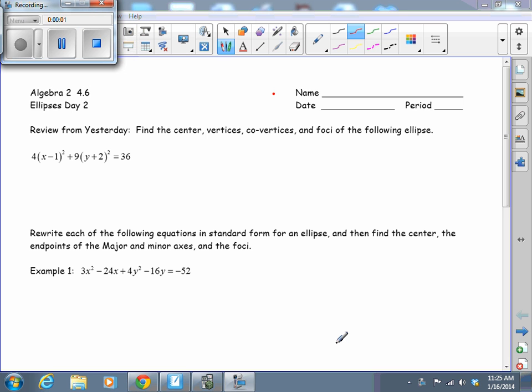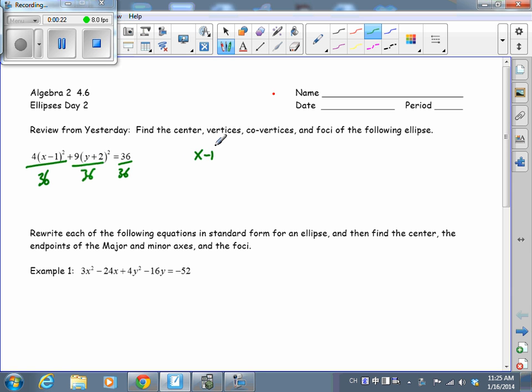The first problem is very similar to what you just brought up, right? So you will divide everything by 36. Go ahead and divide everything by 36. And once you divide everything by 36, you will now have (x minus 1) squared over what? Instead of 36, what would be down here? Yes, Mariana, say it. 9.